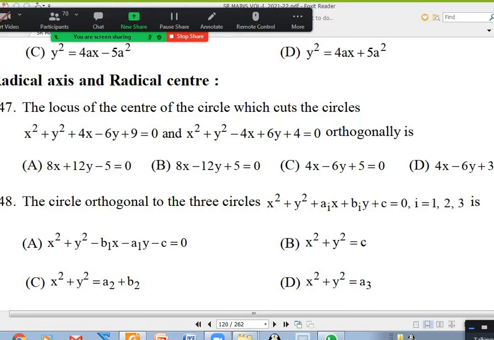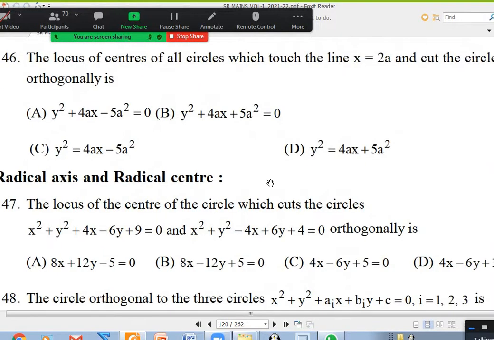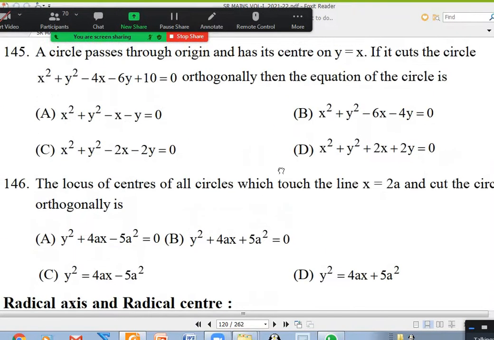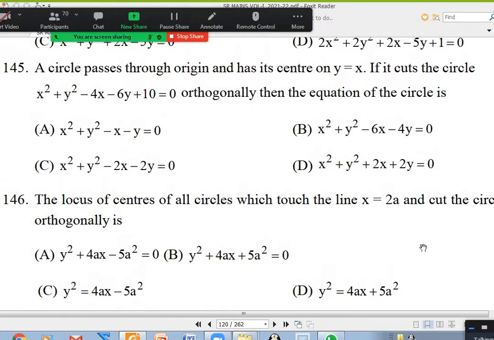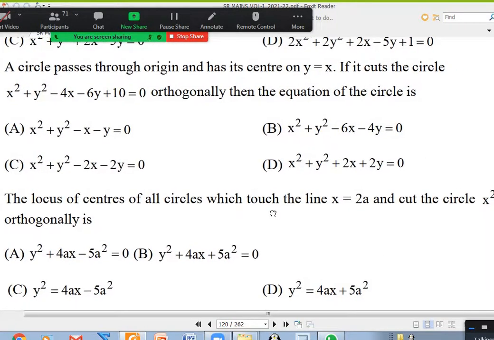147. Anybody any doubt? It is directly the radical axis. If a circle is intersecting two given circles orthogonally, the locus of the center of that is the radical axis. Okay. Any doubt in 145 or 146?